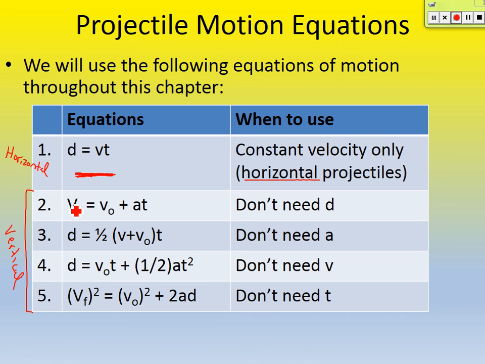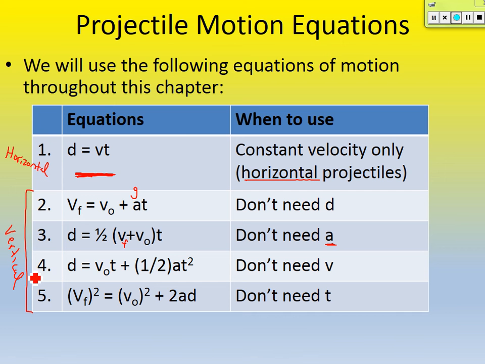Equation number 2 is velocity final is equal to velocity initial plus the acceleration. You could put in a little g here if you wanted instead of the a, because it is vertical and gravity is pulling it down, times t. So you would use this equation if you don't need the displacement, because look, there is no displacement in this equation. Number 3, let's go to this one. It says d for displacement is equal to 1/2 times the velocity final plus velocity initial times time. You would use equation number 3 if you don't need to calculate the acceleration.